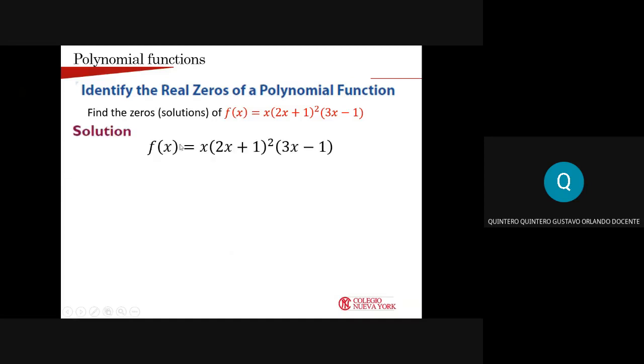Step number 1, change the name of the function by 0. Step number 2, recognize how many factors we have in here. And we have 3 factors, right? We have 3 factors because one is multiplying by another one, and this is multiplied by another one. Remember, factors are just a fancy word for things being multiplied. That is why when you factorize, at the end you have a bunch of parentheses, because you have a bunch of factors. Factorization gives you factors, right?